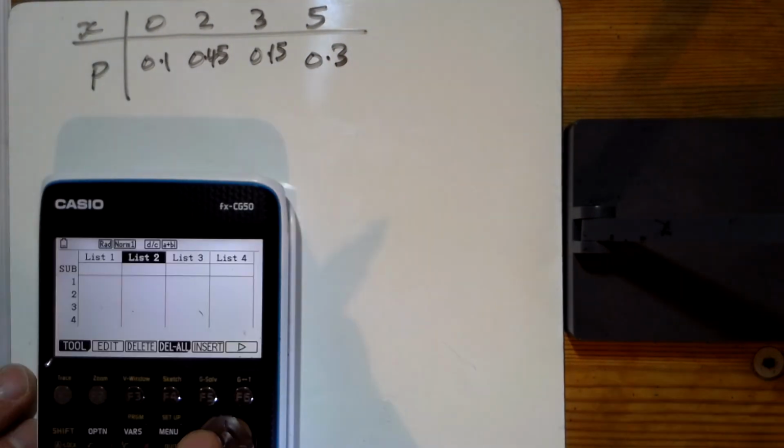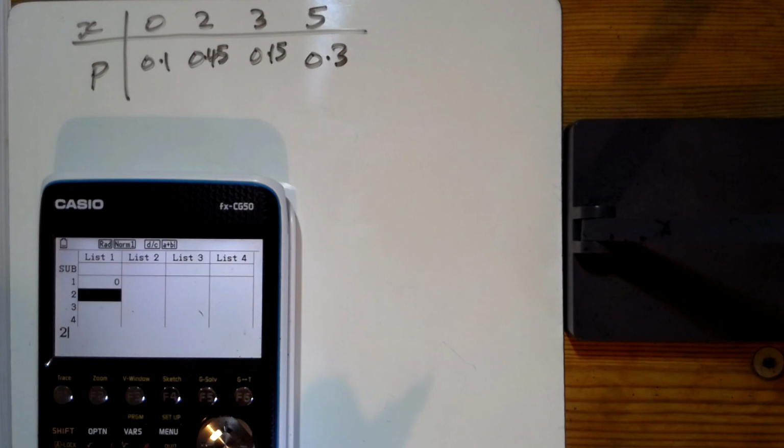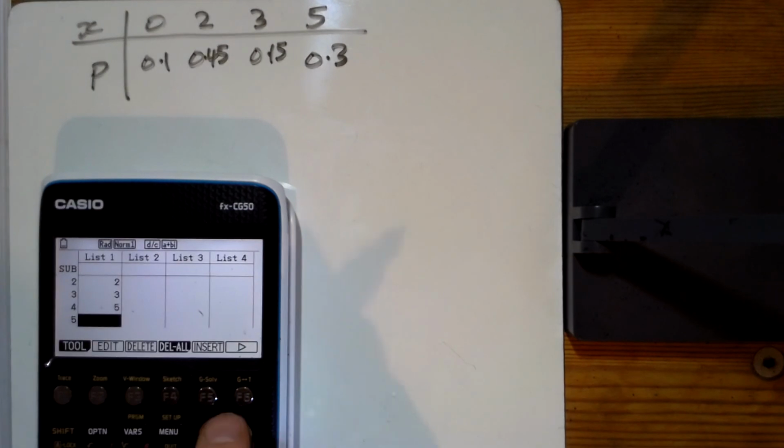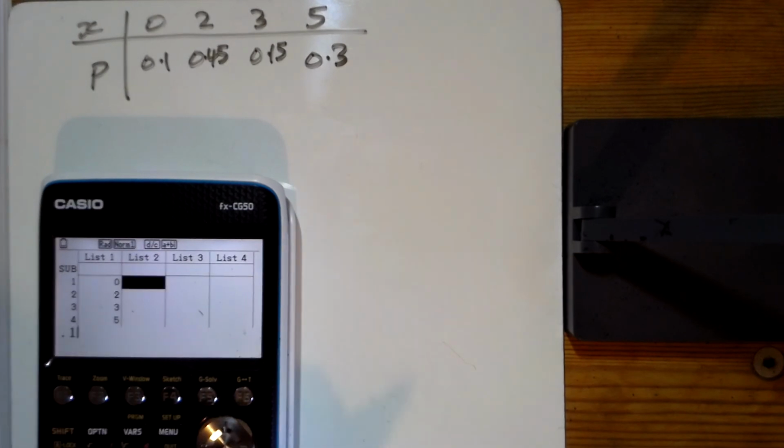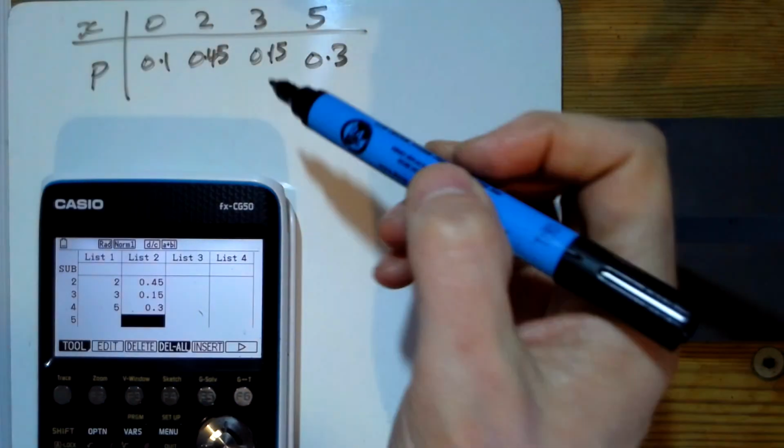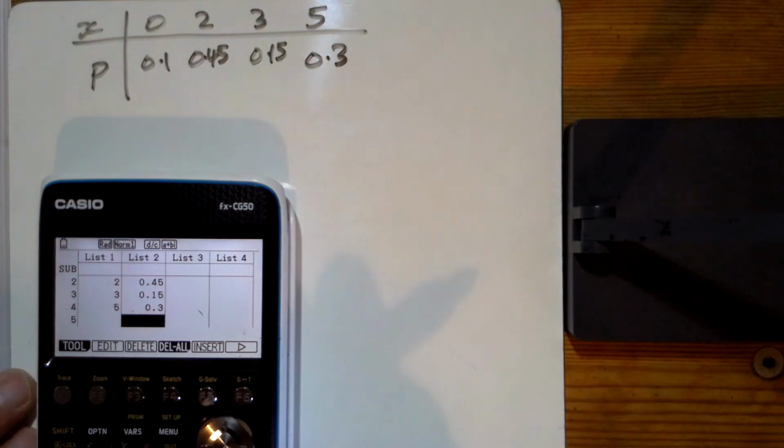Let's use the calculator to find out what the mean and the standard deviation of that set of data is. So I've got 0.1, 0.45. And you could be doing this quicker just by multiplying them all together. So the mean is Σxp, and finding out the variance in the usual way.